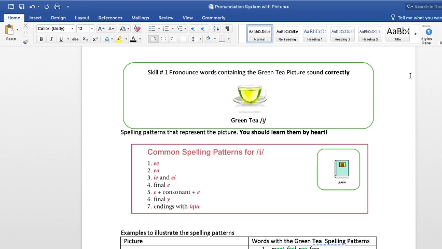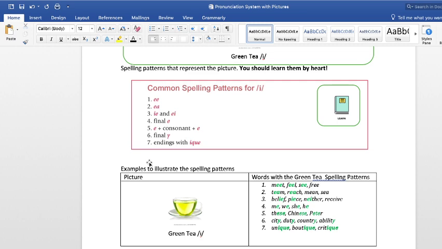Words containing a green T picture sound correctly. Remember, we need to relate the picture with the patterns. The first skill is green T-E. The spelling patterns that represent the picture are these, and this indicator here tells you that you should learn them by heart, right? All of these seven spelling patterns represent the green T skill or the green T picture.